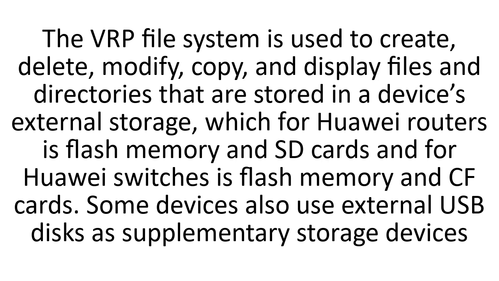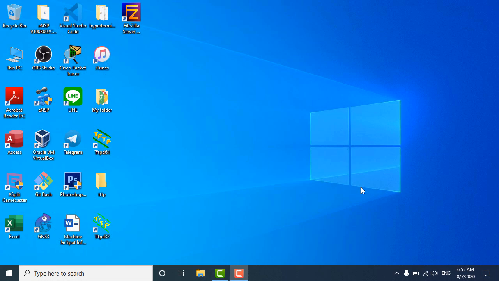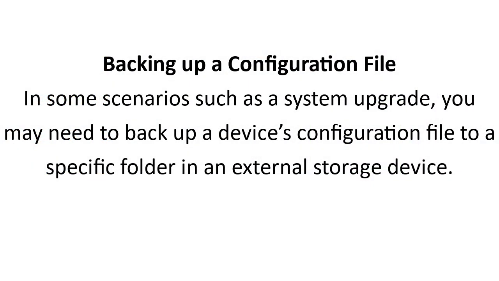The VRP file system is used to create, delete, modify, copy, and display files and directories that are stored in a device's internal storage, which for Huawei routers is flash memory and SD cards, and for Huawei switches is flash memory and SD card. Some devices also use an external USB disk as supplementary storage devices, backing up a configuration file.